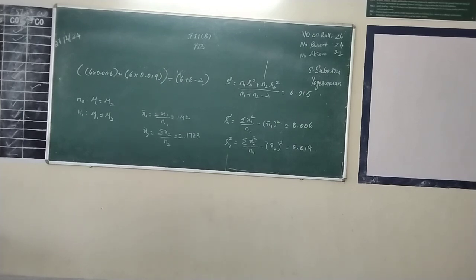For mean we use the notation mu. For variance, what is the notation? Sigma square. Instead of assuming mu1 equal to mu2, we are going to assume sigma 1 square is equal to sigma 2 square. Other procedures and everything are the same.